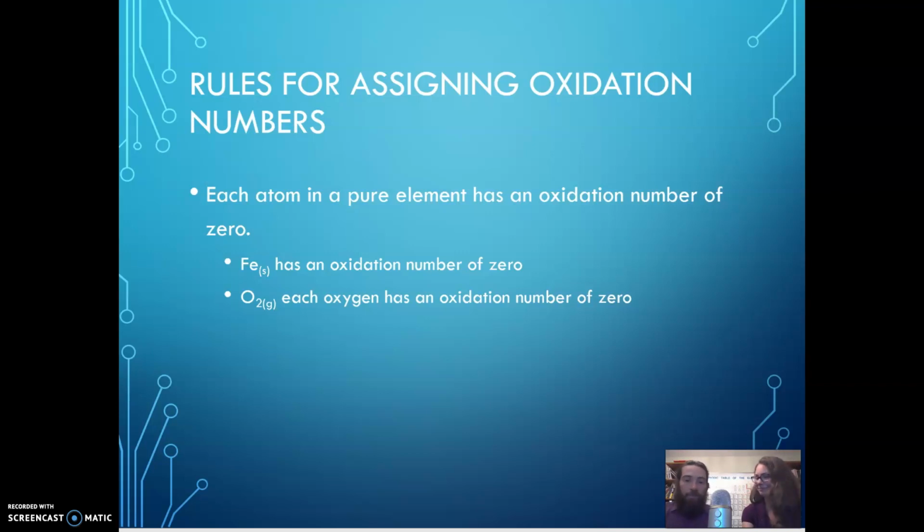So here's rule number 1. Each atom in a pure element has an oxidation number of 0. So this kind of makes sense. Back to our iron solid, if it has the same number of protons and electrons, it's going to have a 0 charge, and that makes sense. Now, for our diatomic elements, each oxygen in the diatomic element has an oxidation number of 0. So that's a 0 as well. Rule number 1.